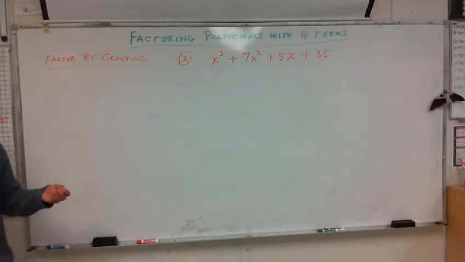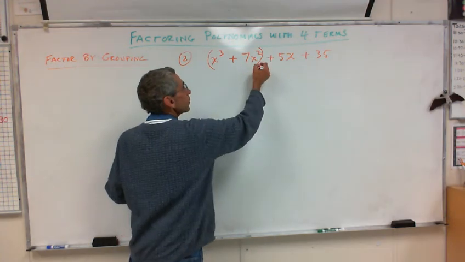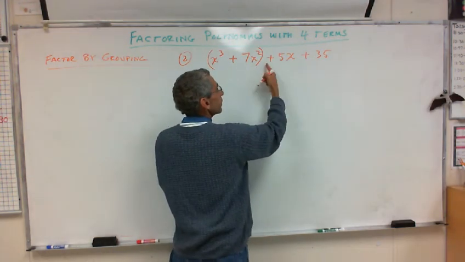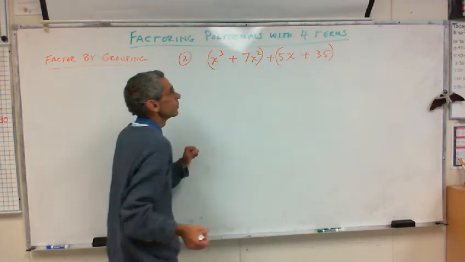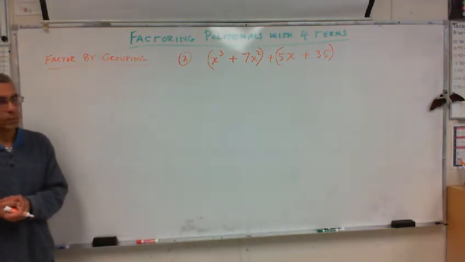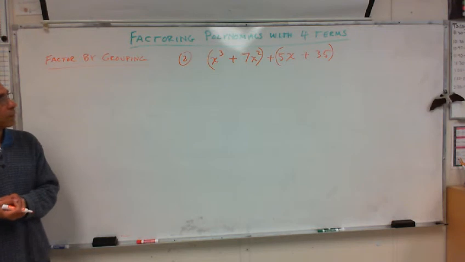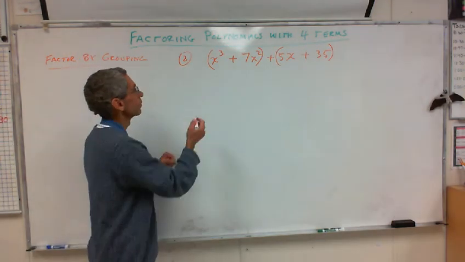Okay, so I'm going to do my same technique. I'm going to put my parentheses to group them. I'm going to leave that plus sign between the parentheses so that it doesn't look like I'm multiplying. All right. Got your parentheses in there? Factor out the greatest common factor out of this group of 2.